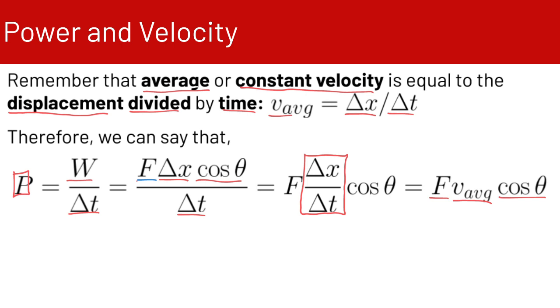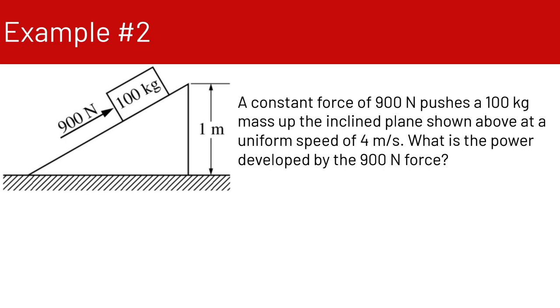So we've been able to link average velocity to power. Okay, so let's look at this example. We have a constant force, 900 newtons, that pushes a 100 kilogram mass up the inclined plane shown at a uniform speed of 4 meters per second. We want to know what is the power developed by the 900 newton force.